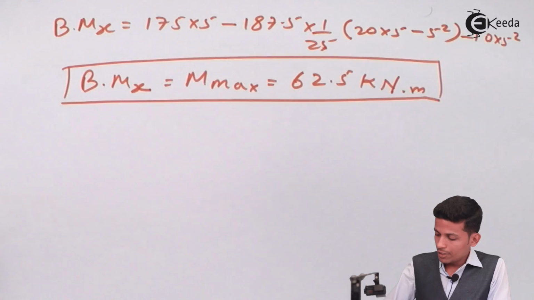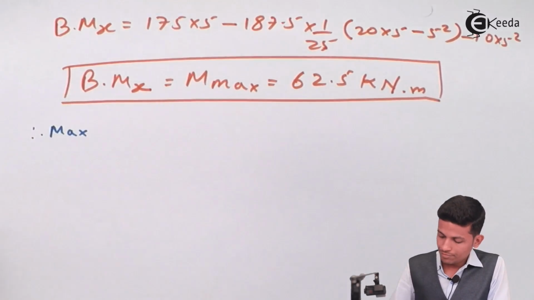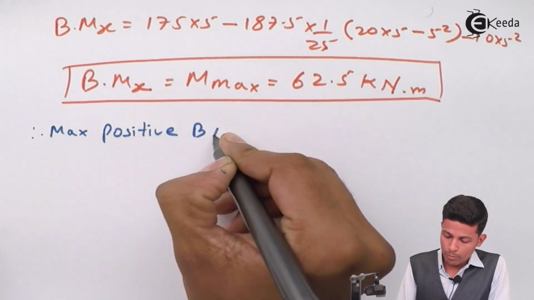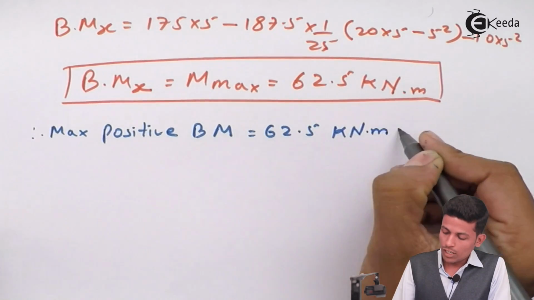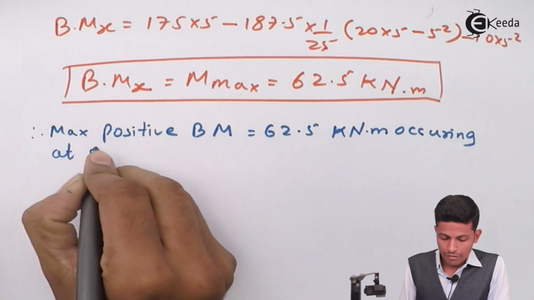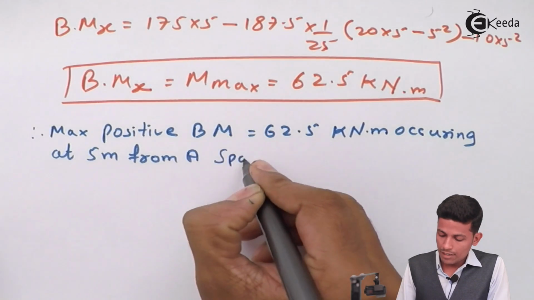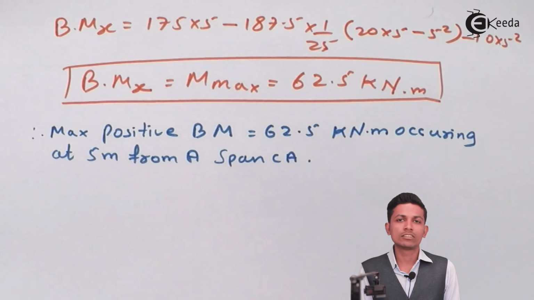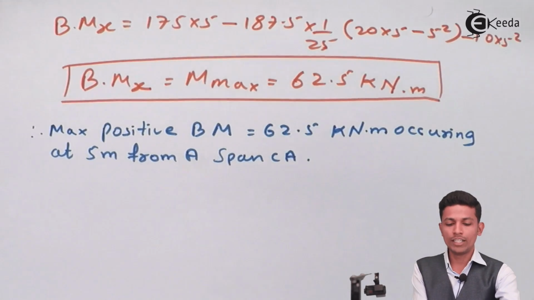So write over here: maximum positive bending moment is equal to 62.5 kilonewton meter, occurring at 5 meter from A in span CA. Or, in the case of negative bending moment, you directly get the value negative, with a minus. As you know, which one is positive and which one is negative over here.